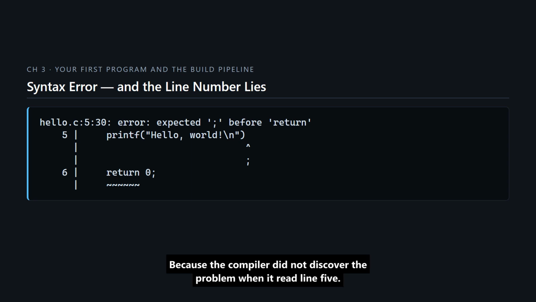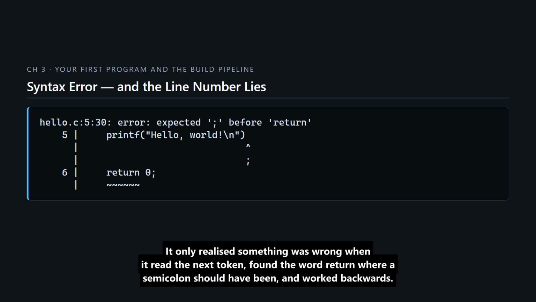Why? Because the compiler did not discover the problem when it read line 5. Line 5 looked perfectly fine on its own. It only realized something was wrong when it read the next token, found the word return where a semicolon should have been, and worked backwards.